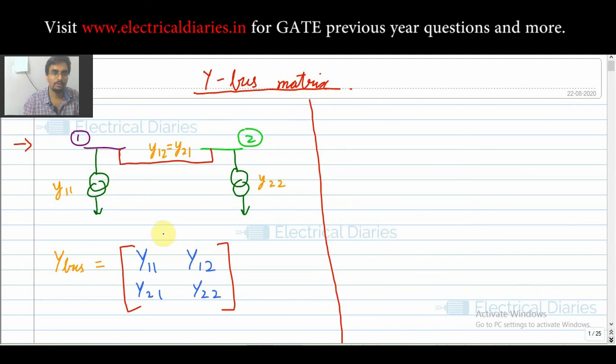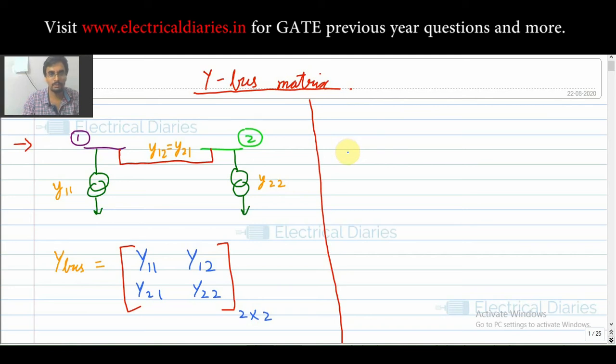This capital Y11 and the small y11 are different. That is why I have denoted these by small y's and this by capital Y's. What you need to remember from this discussion is that for an n bus power system, the order of your Y bus matrix will be n cross n. Here there are only two buses, bus 1 and bus 2, so the order of this matrix will be 2 cross 2.